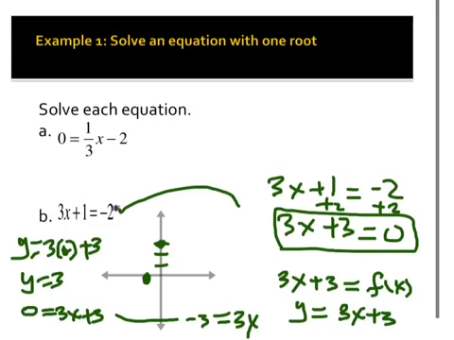Let's see if I can get a line to come up. That's not that good. Let's try again. There we go. That looks a little better. All right, good. So I've got that line and I am done, but I haven't actually solved the question.